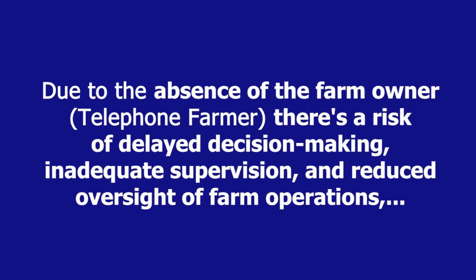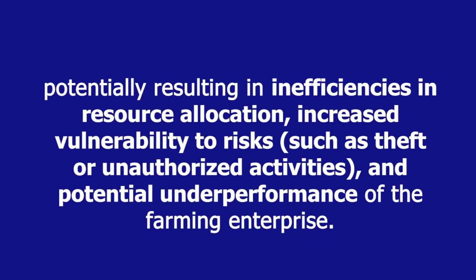So now, if we're actually looking at a complete risk statement guided by the risk meta language, how would this risk statement read? One of the examples of how this complete risk statement, which has all these ingredients of the risk meta language, would actually go like this. Due to the absence of the farm owner, the telephone farmer in this case, there's a risk of delayed decision-making, inadequate supervision, and reduced oversight of farm operations, potentially resulting in inefficiencies in resource allocation, increased vulnerability to risks such as theft or unauthorized activities, and potential underperformance of the farming enterprise.